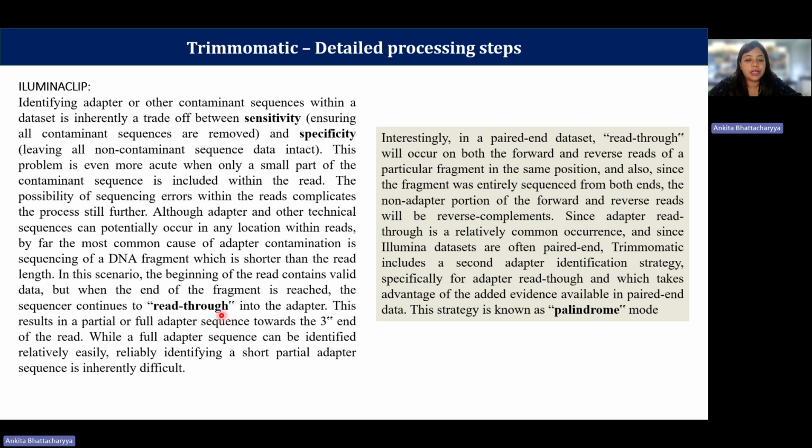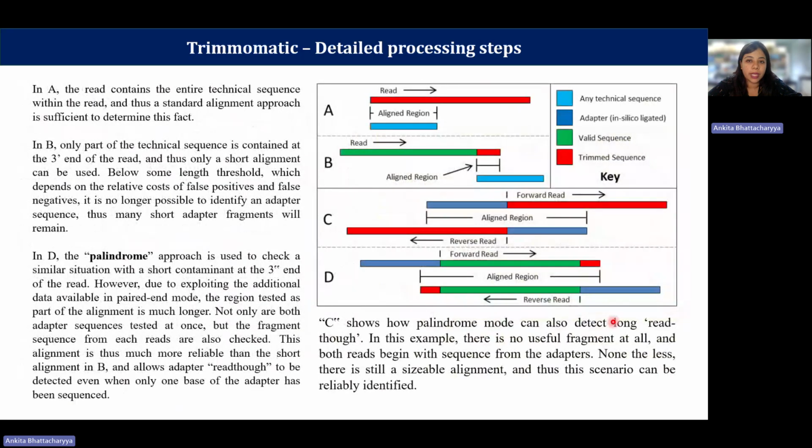When the end of the fragment is reached, sometimes the sequencer continues to read through into the adapter, so all those sequences should be completely gotten rid of. And Trimmomatic includes another adapter identification strategy, which is called the palindrome mode. So you can look at that as well.